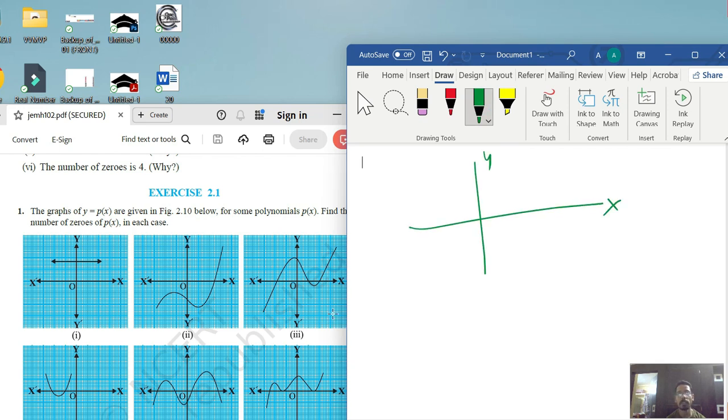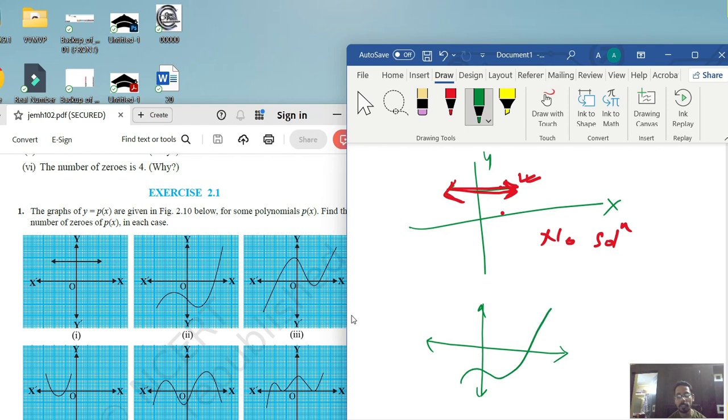x and y axis, the graph is like this. This line is parallel to the x-axis. This line is not intersecting the x-axis, so it will have no solution. What I told you, as many points as there are on the x-axis, that many will be the roots of the given polynomial.